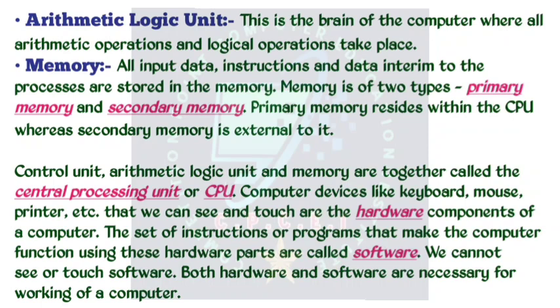Computer devices like keyboard, mouse, printer, etc. that we can see and touch are the hardware components of a computer. The set of instructions or programs that make the computer function using these hardware parts are called software. We cannot see or touch software. Both hardware and software are necessary for working of a computer.